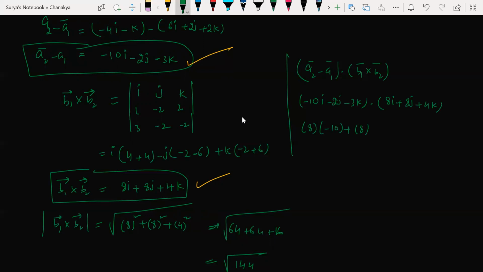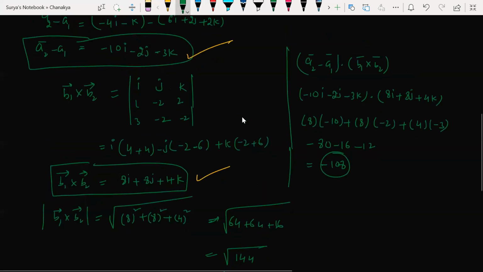Hope you are aware of this. Yes. Correct? So plus 2 minus 3. Am I correct? So 8, minus 16 minus 12. How much do you get here? 1 minus 108. Okay, 108. So this is my dot product.